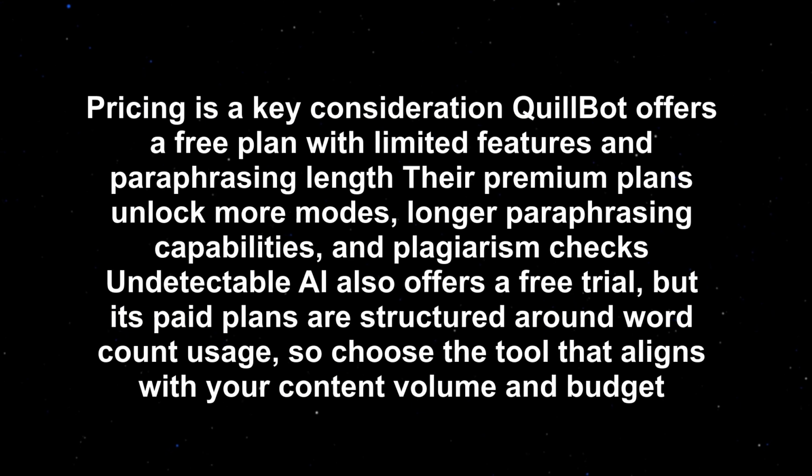Pricing is a key consideration. QuillBot offers a free plan with limited features and paraphrasing length. Their premium plans unlock more modes, longer paraphrasing capabilities, and plagiarism checks. Undetectable AI also offers a free trial, but its paid plans are structured around word count usage. So choose the tool that aligns with your content volume and budget.